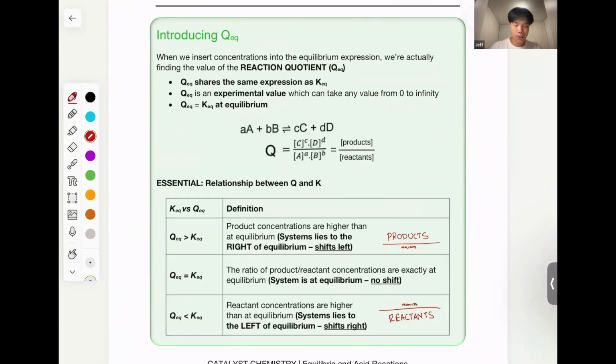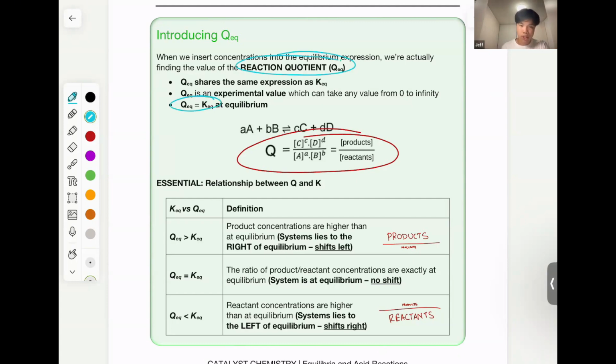Q. So Q is really interesting because it helps you determine where your equilibrium lies. Is it at equilibrium? Is it to the left? Is it to the right? It's an experimental value at any given point in time that shares the same expression as KEQ, but you insert any random concentrations to test whether you're at equilibrium or not. We refer to it as the reaction quotient.